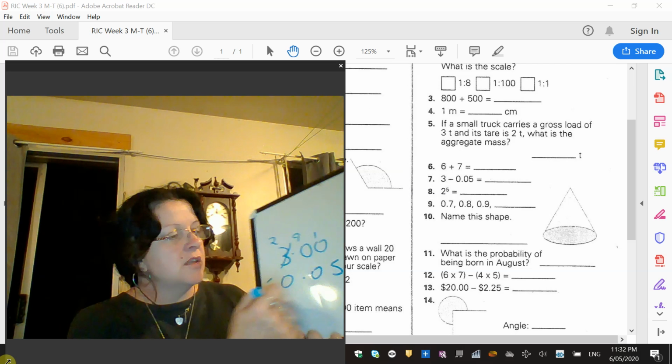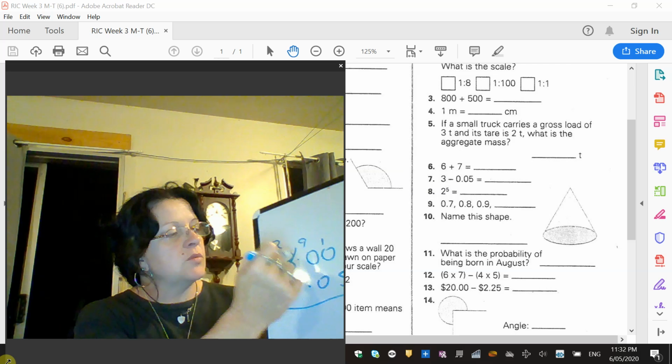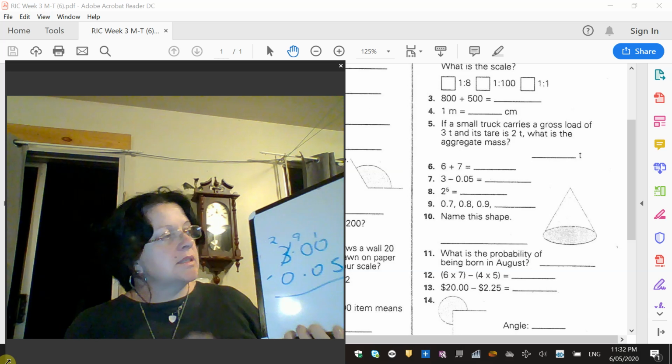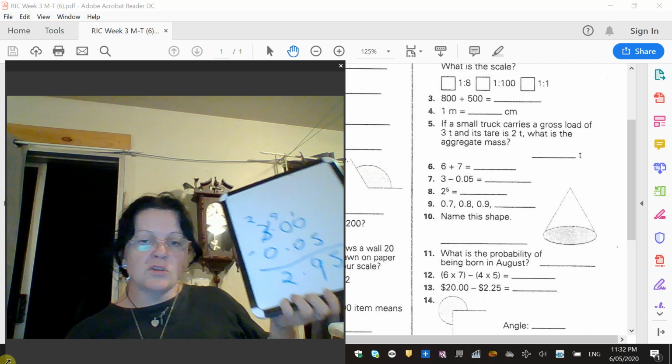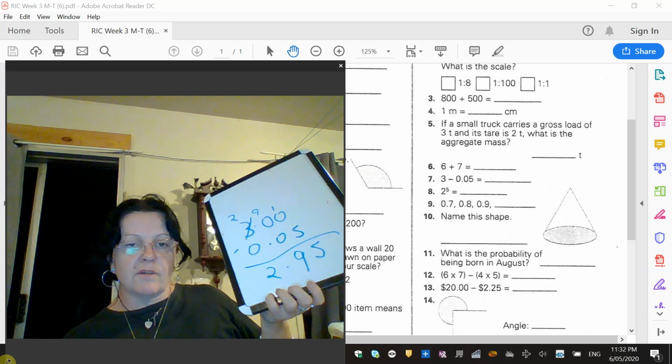The only thing you had to do was put the decimal and in some zeros so you can do it. So 10 take away 5 is 5, 9 take away 0 is 9, 2 take away 0 is 2. So the answer is 2.95. Nice and easy.